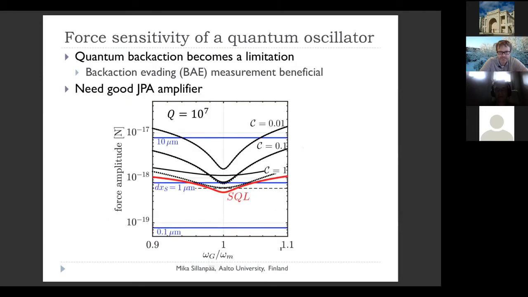Maybe a few words I skipped. It turns out that the detection of the gravity becomes more difficult in the quantum limit. One needs very good amplifiers. One has to worry about the quantum backaction of the measurement and so on. But it's still possible.